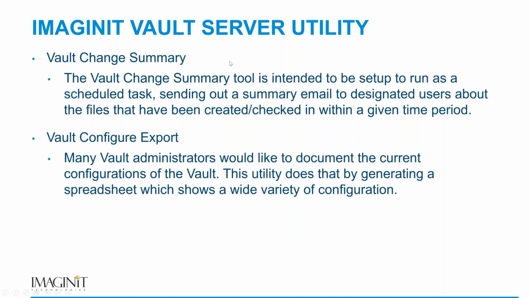The vault change summary. So again, this is going to be set up through the Windows scheduled task. And so what this is going to do, this is great. So imagine if you have a group of people that you're contracting in, you let them have access into your vault through your network by whatever means. But they're checking and adding in files. So what we could use it for would be to say, hey, send me an email, maybe weekly, on all the files that were checked into this location, right?